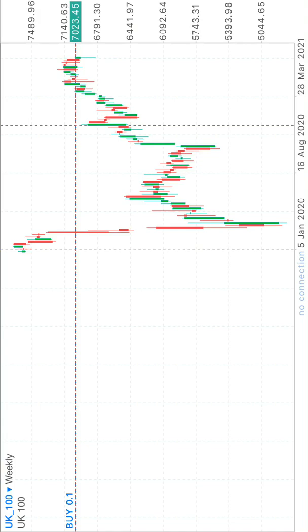So I'm on a UK100 weekly chart. As always, when I analyze, I start from the higher time frames to the lower time frames. The reason being is to get a clear picture of the market, where the overall direction is heading.